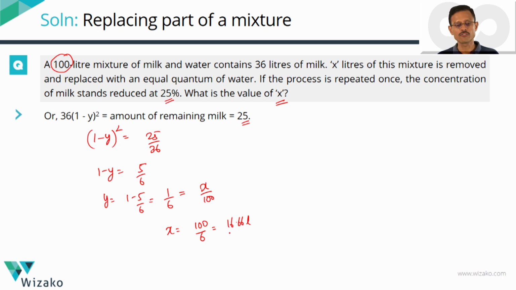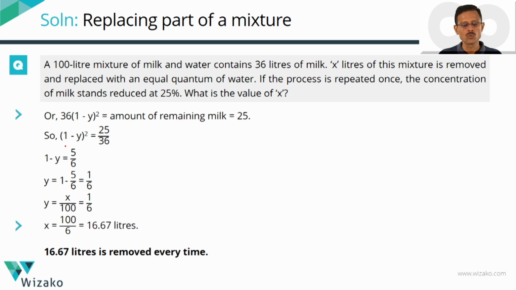Quickly put this in a printed form so that we can capture it again. 1 minus y the whole square is equal to 25 by 36, bringing it down to the denominator. We have taken square root on both sides. So we get y is equal to 1 by 6. But we know y is x by 100. So we found out the value of x to be equal to 16.67. So this is going about it one step at a time, deriving actually each step of the way.